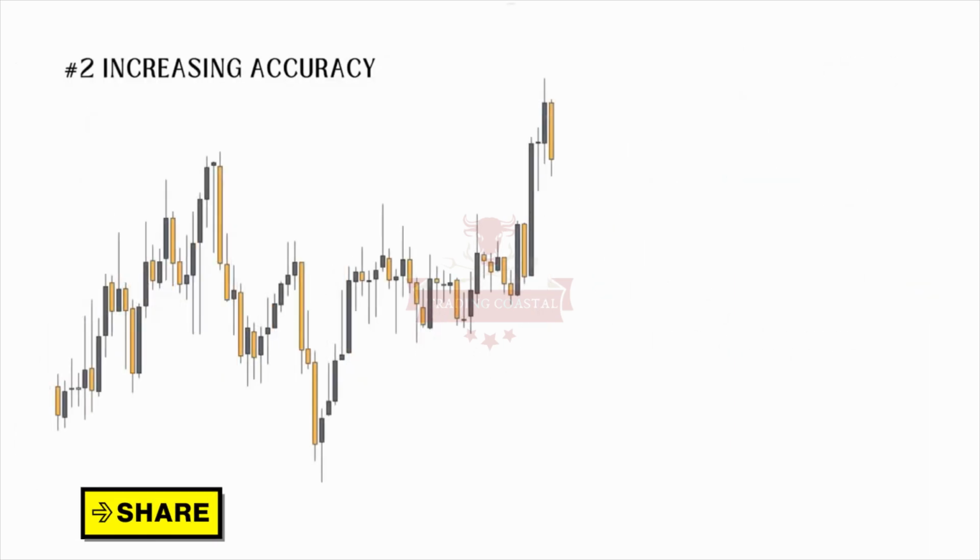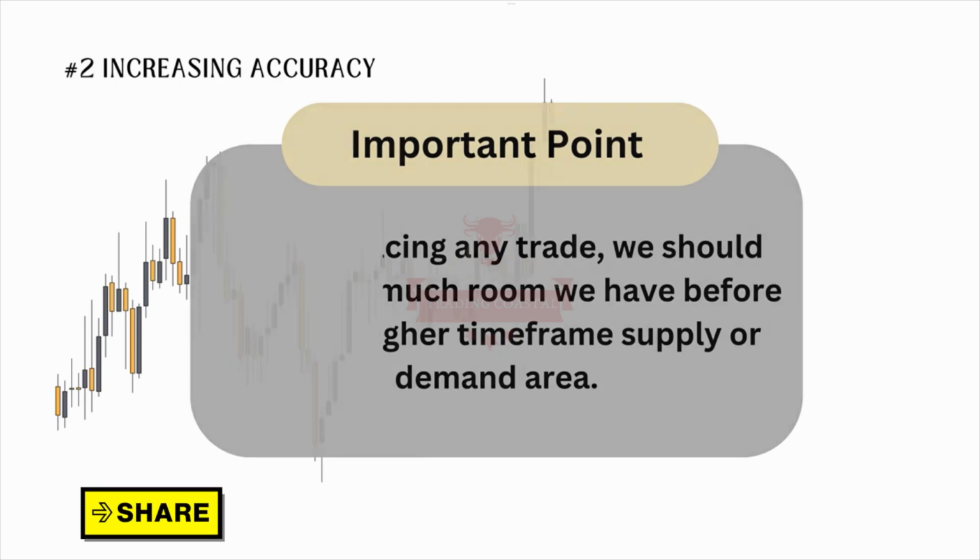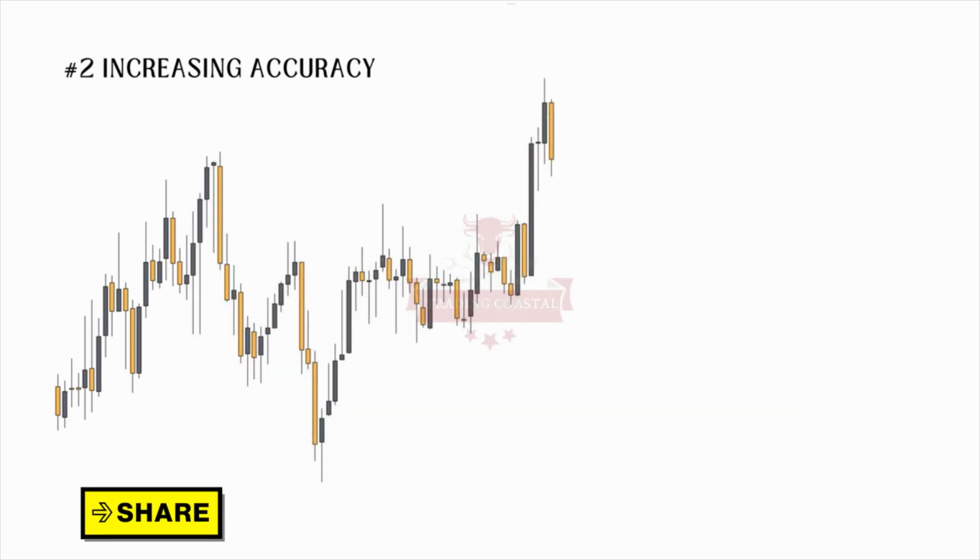Number 2, increasing accuracy. A minor reaction to a higher time frame key level can be a significant trend change in the lower time frame, so before placing any trade, we should check how much room we have before tapping into a higher time frame supply or demand area. This will help us understand how to set our targets, stop losses, and avoid losing trades.